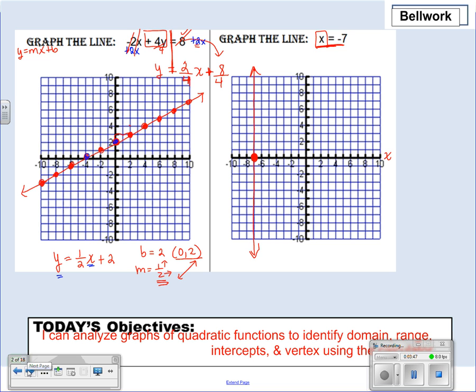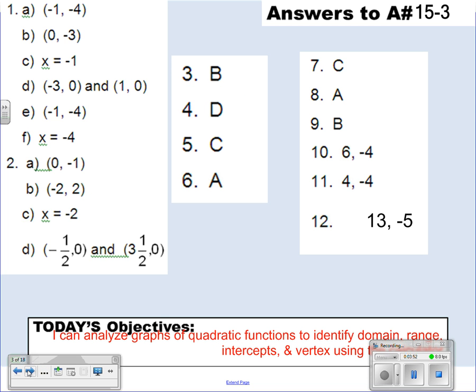At this time, we're going to check assignment 15.3. And so these are the answers to 15.3. If you need more time, you may pause the video.